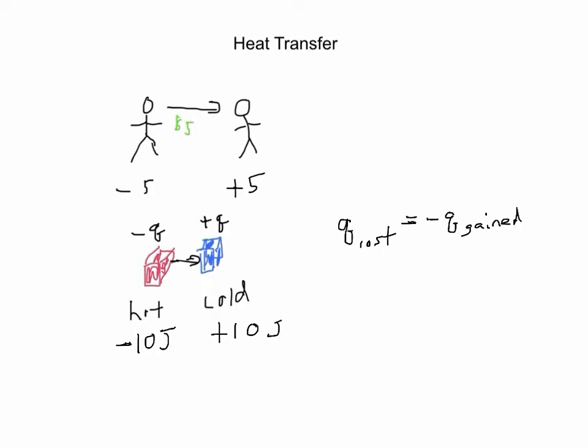The reason why there's a negative sign here is if I go to plug these values in, if I say we lost 10 joules, well, negative 10 is not equal to 10 gain, because this is positive, so we have to throw a negative sign in there to make the numbers equal. But the amount of energy lost by one object equals the amount of energy gained by another.